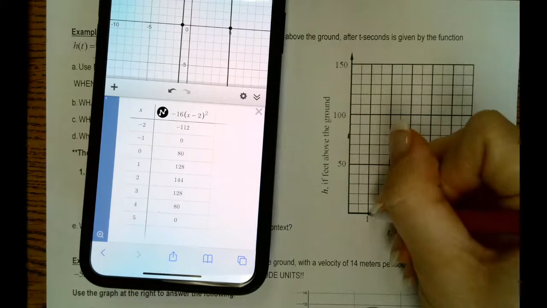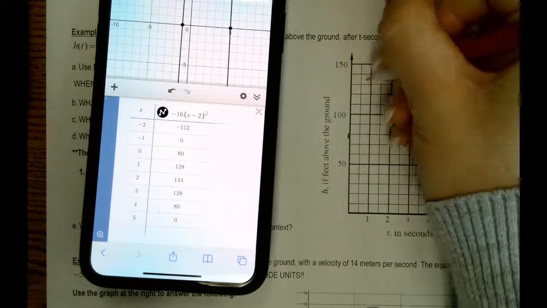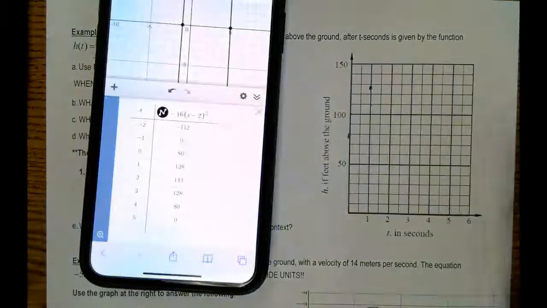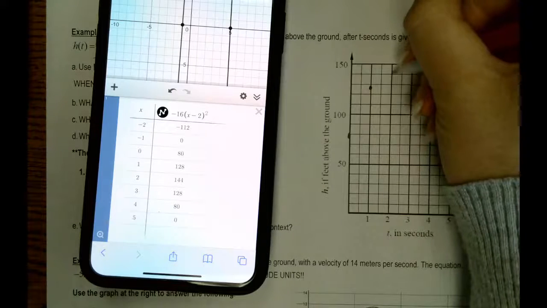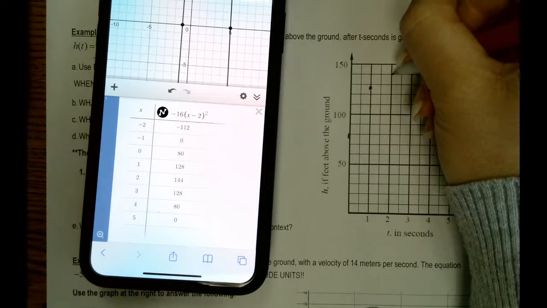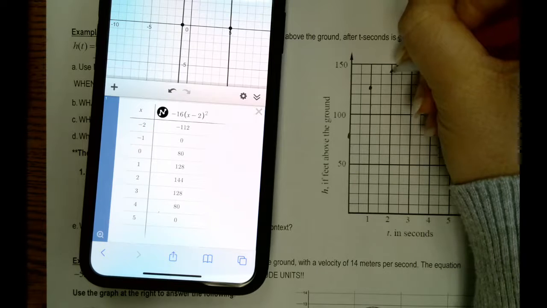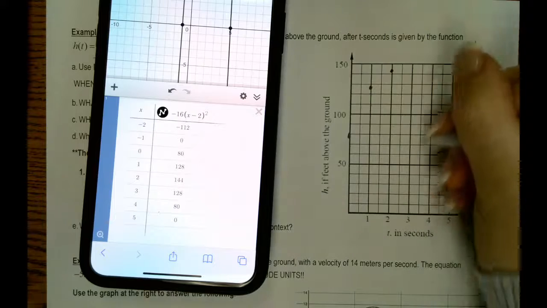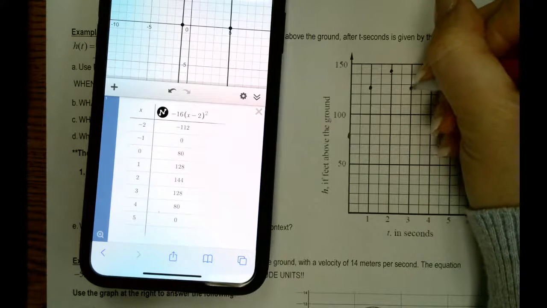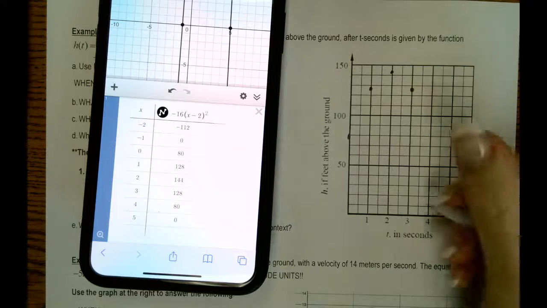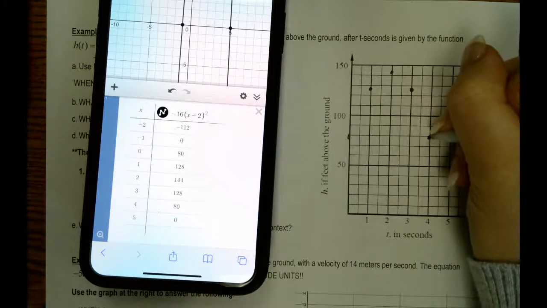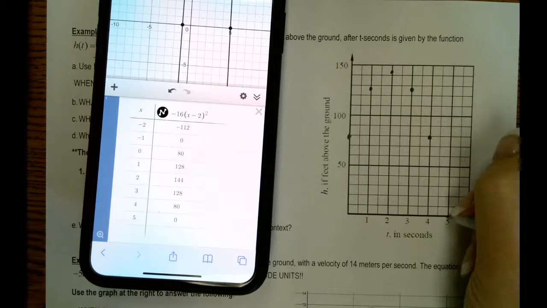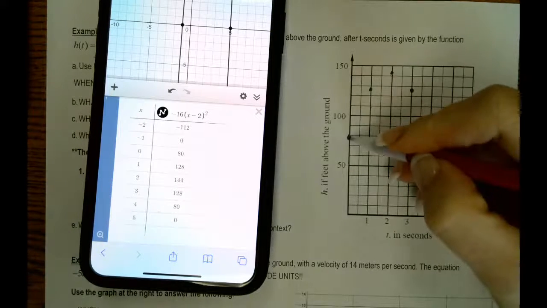1 is at 128. 10, 120, 128 is almost about right there. Okay, 2 is at 144. 140 is here, almost halfway up there. Okay, 3 is at 128. 4 is at 80. 5 is at 0. Okay, we're going to go ahead and connect those points.